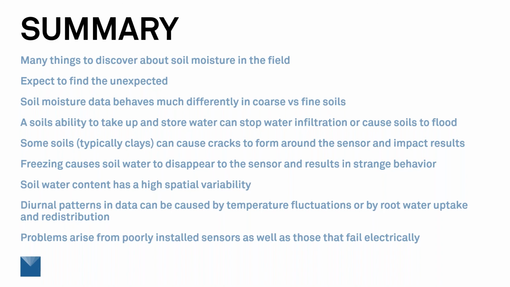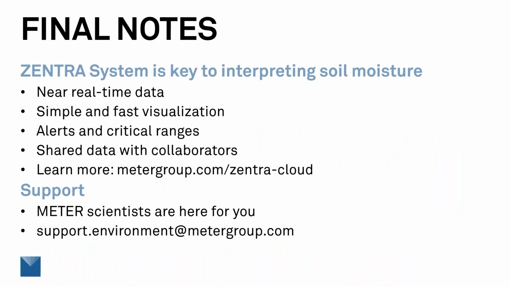Diurnal patterns in the data can be related to temperature, and be sure to check that, especially if they're near surfaces. Don't make any blanket statements saying, oh, we saw water moving around the soil right near the surface. It may not be true. But don't disbelieve the sensors if you're getting these diurnal changes down much lower where temperature isn't changing. That could be root water uptake and redistribution. And problems will arise from poorly installed sensors and also those that fail electronically. Be on the lookout for those and make sure you get them fixed early, because you don't want to lose those data over time.